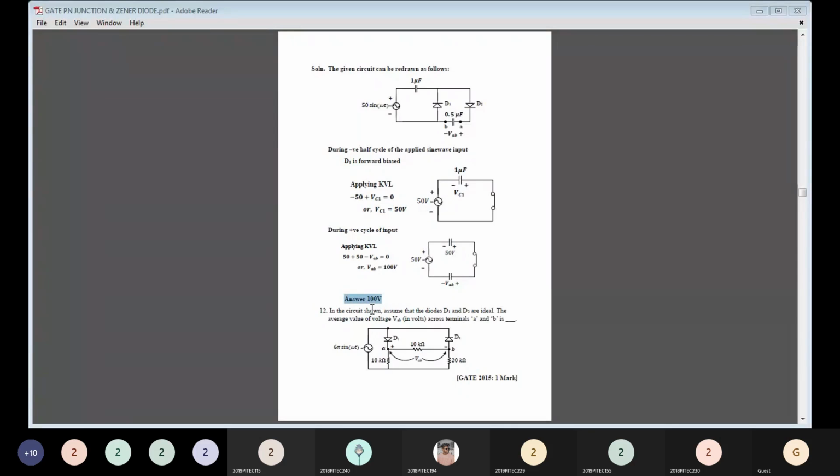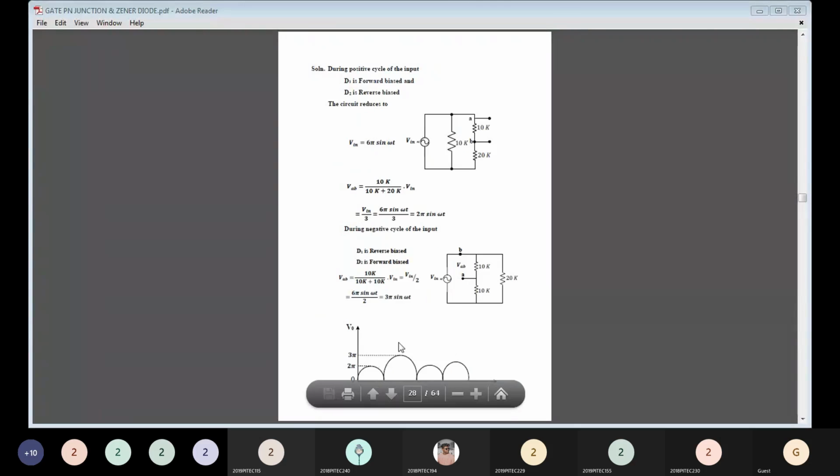Next, in the circuit shown, assume that diodes D1 and D2 are ideal. The average voltage of VAB in volts across terminals A and B is. The diodes D1 and D2 are ideal as shown in the figure. We have to identify the voltage across the terminals A and B.